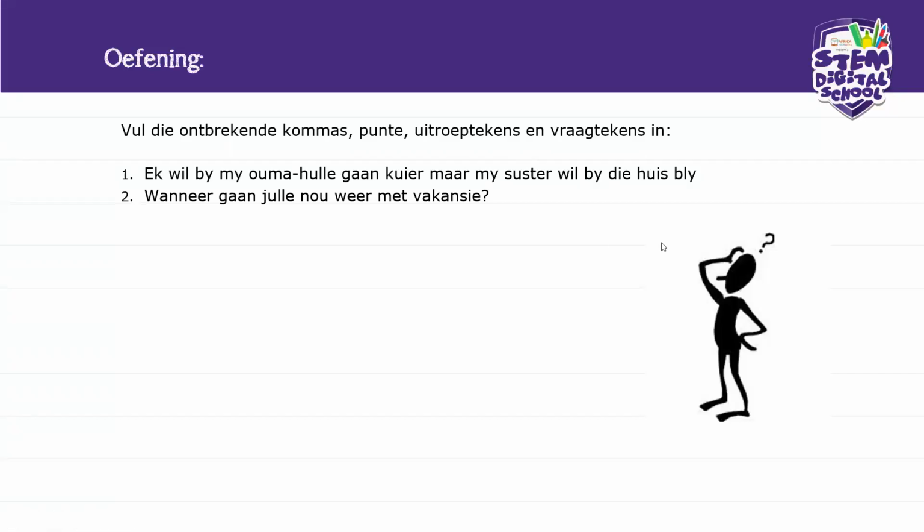Okay, guys, next sentence. Wanneer gaan julle nou weer met vakantie? Is there something that needs to be fixed in that sentence? Have a look. Take your time. Should there be something in there? Should there not be something in there? It's a very easy one. Okay, so Tiana says, I'm not sure. Okay, so listen, guys, this sentence is perfect as it is. Wanneer gaan julle nou weer met vakantie? There shouldn't be a comma in there, really. So there is just a question mark at the end of the sentence, and that is correct as it is.